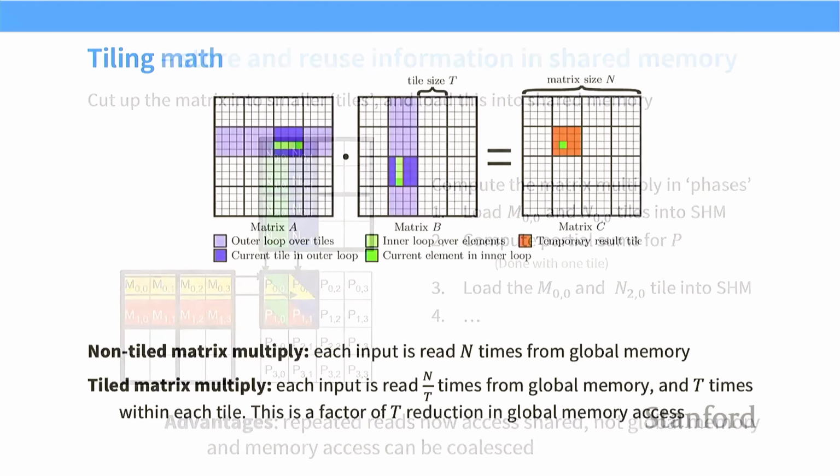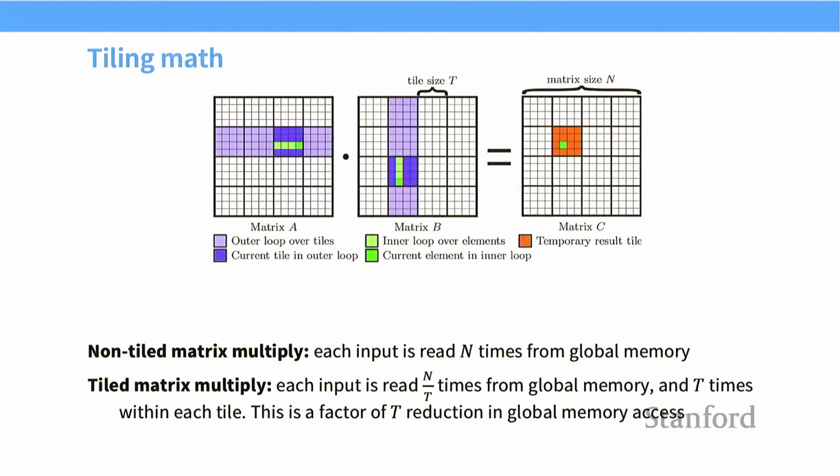Cool. Okay. So we can do very simple tiling math to think about what's happening. Let's say I'm going to do an n by n matrix multiply. If I do a non-tiled matrix multiply, where I'm just going over rows and columns, then every time I process an input, it has to come from global memory. So each input is read n times from global memory.